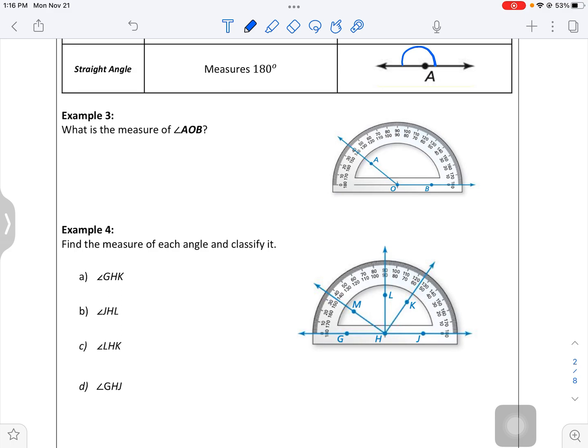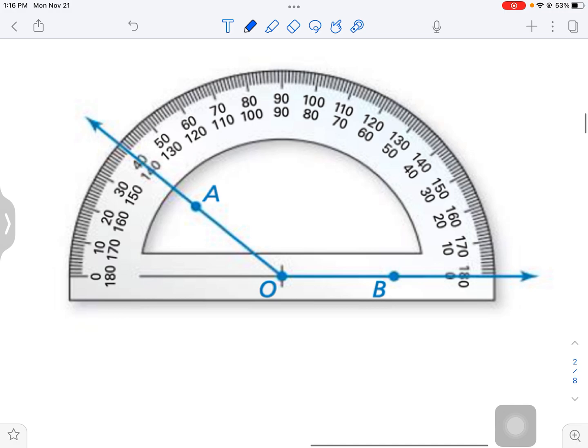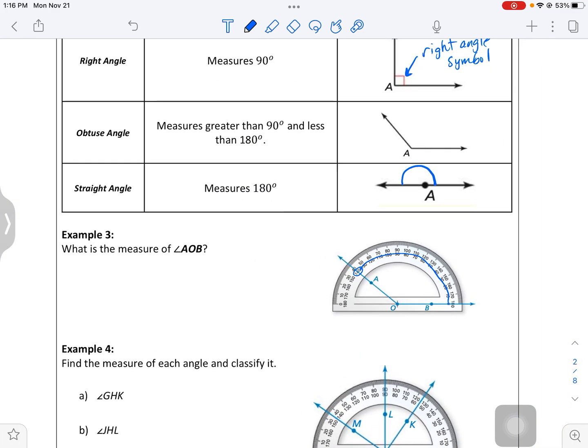So I got to say, what is the measure of angle AOB? So it gives me the angle over here. This is just like what we showed you earlier. So angle AOB, we started at 0, we went up, up, up, up, up, and we stopped at 140 again. So once again, the measure of angle AOB is 140 degrees.